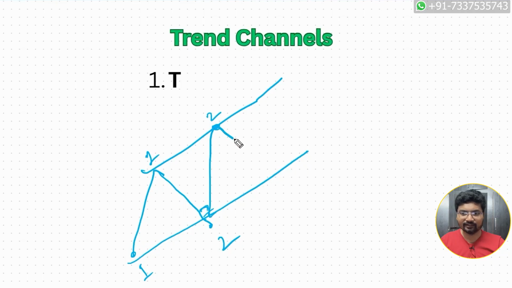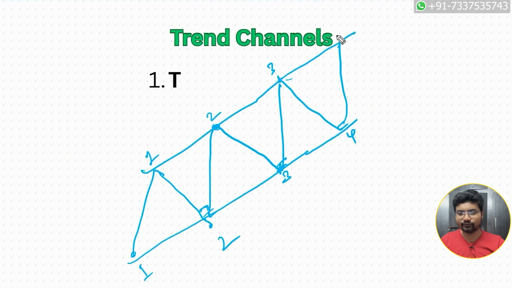That is not recommended. Wait for the price to touch this point again. Take the bullish position around this point, then book the profit around this point. And you can repeat this process as many times as it repeats. At one point of time, it is going to fail.